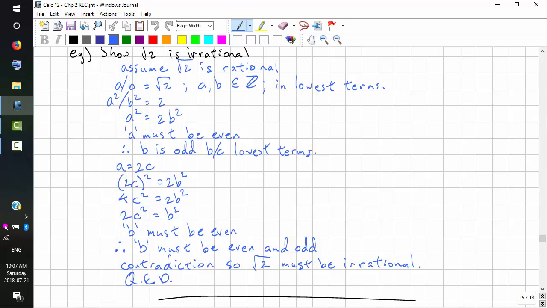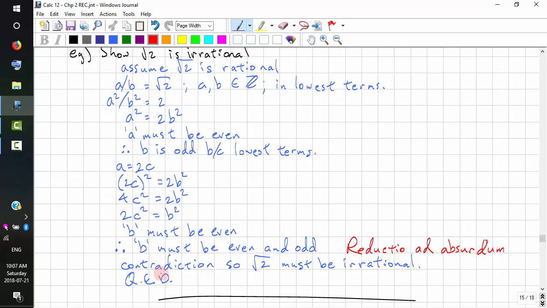And if we use Latin, this term is called reductio ad absurdum. So that's proof by contradiction in Latin.